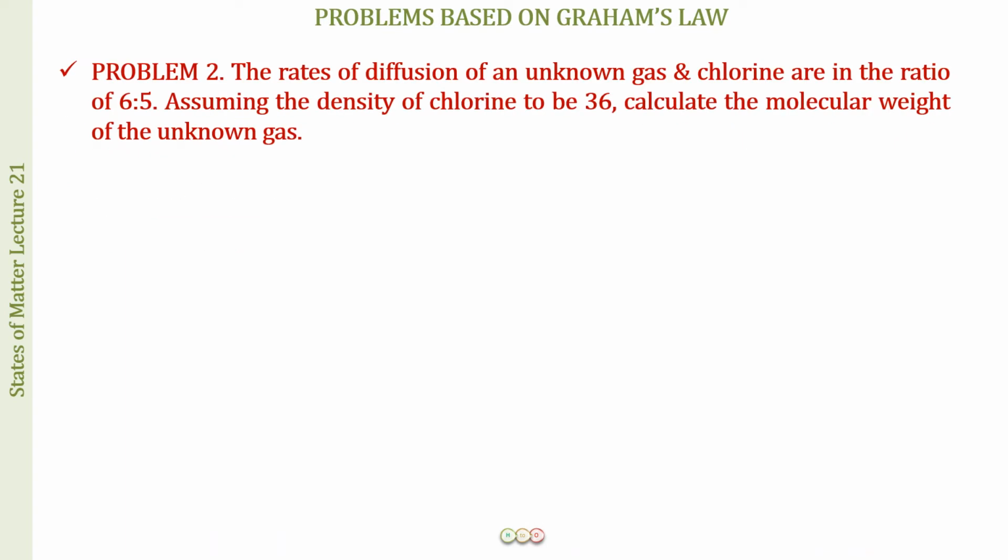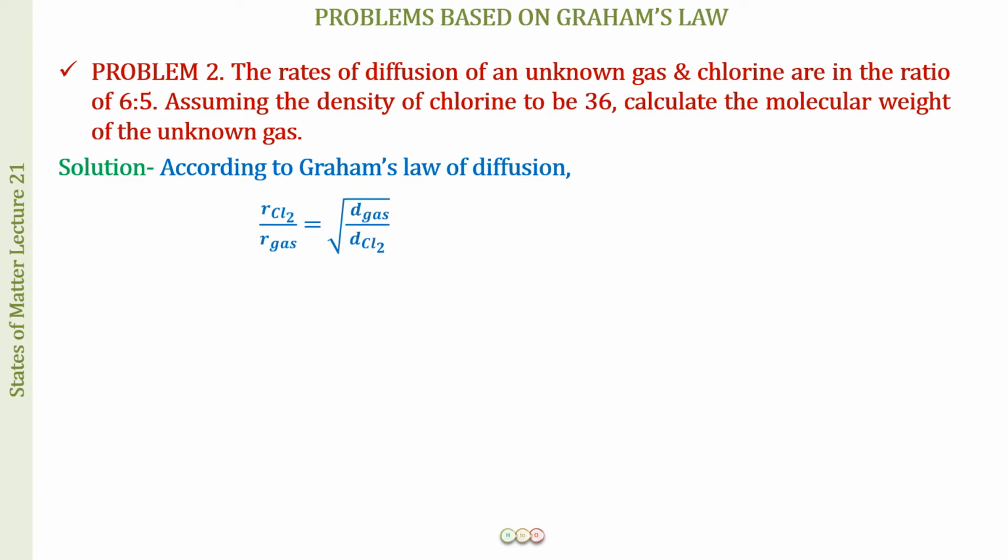So the next question we have is: the rates of diffusion of an unknown gas and chlorine are in the ratio of 6:5. Assuming the density of chlorine to be 36, calculate the molecular weight of the unknown gas. Again, the rates of diffusion are given to us, and the density of one gas is also given. So we can apply Graham's law: R_Cl2 by R of the unknown gas is equal to the square root of the density of the unknown gas divided by the density of chlorine.